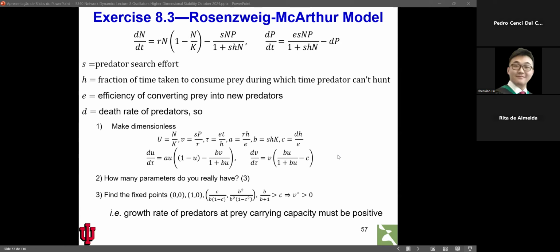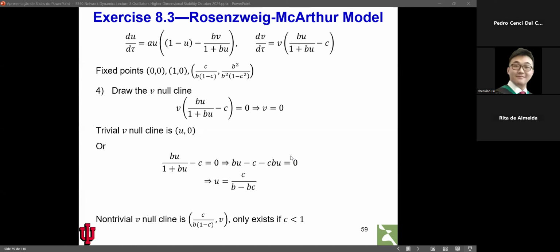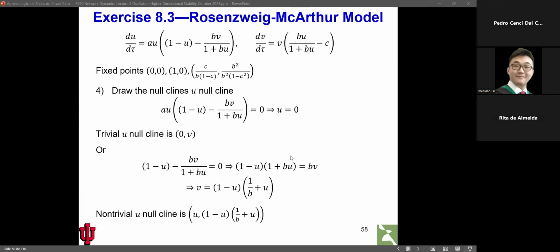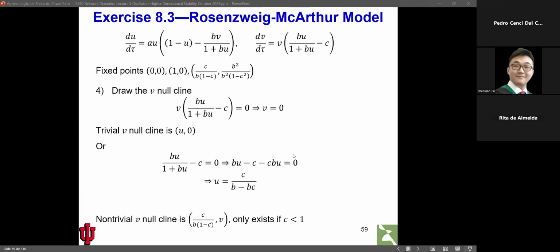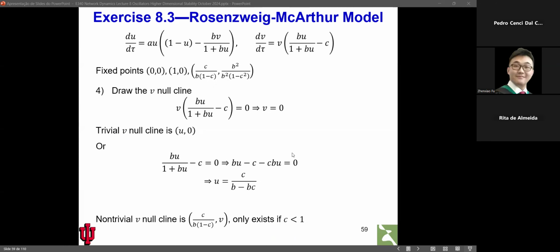Then you have to find the fixed points. So I'll wait for you to do that. I don't know if you have this deck with you, Jane. The what? The slides, do you have it? No, I don't have it. No. Okay.